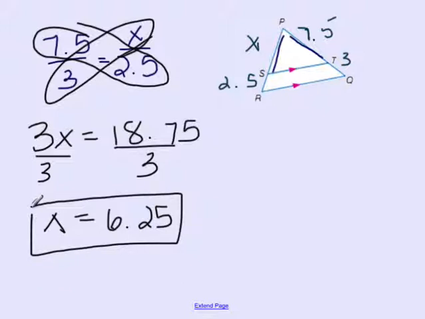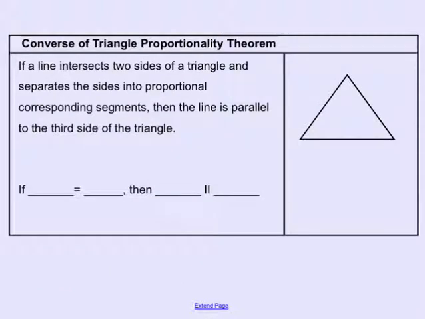All right, let's take a look at the converse of this. We're going to take what we did in that previous theorem and flip it around. If a line intersects two sides of a triangle and separates the sides into proportional segments, then the line has to be parallel. So basically we're saying if it's proportional, then it also has to be parallel. So it works in reverse.